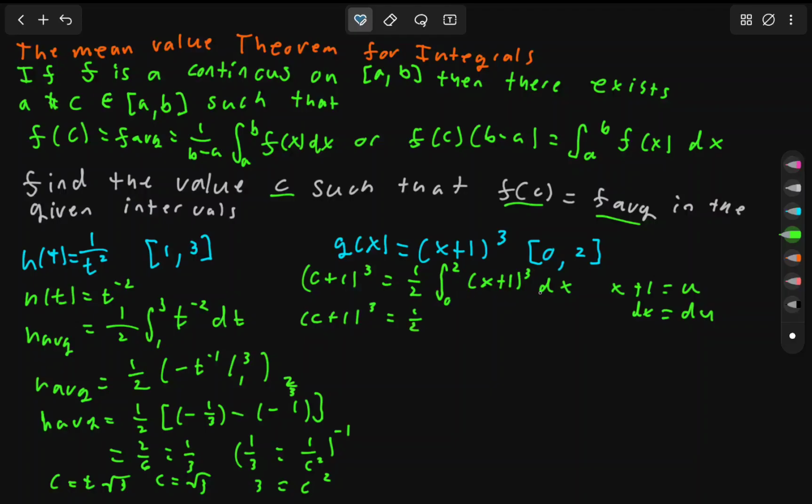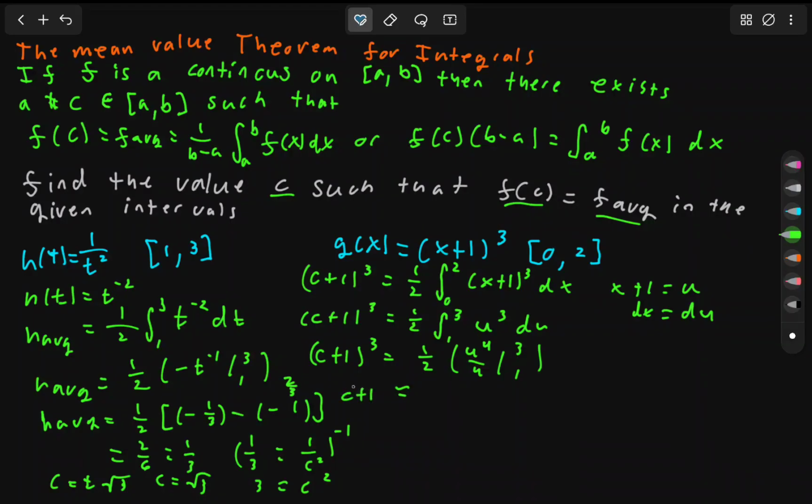And let's solve for our values of u here. So if I plug in 0, I'm going to get 1. So this is going to become the integral from 1. If I plug in 2 to u, we will get 3. Alright, now we are integrating u cubed du. So c plus 1 cubed is equal to 1/2 u to the 4th divided by 4 evaluated from 1 to 3.